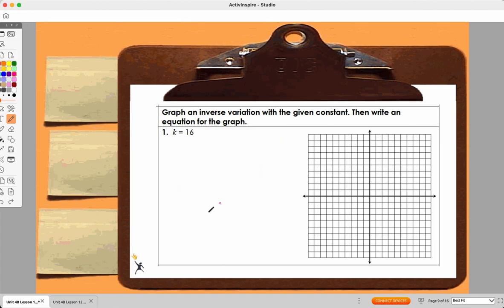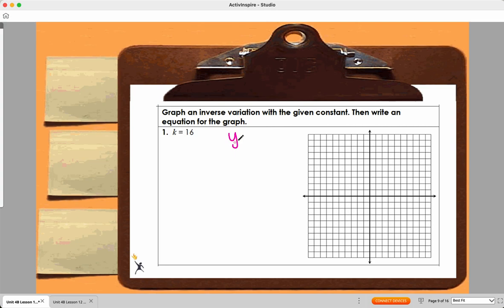So what you're going to do when you create this, it gives me k, so I know y equals 16 divided by x. So I'm going to come over here and pick x's. I'm going to make myself a simple chart. I don't want to use 1 because my graph's too small. So I'm going to say 2, 4, 8, and negative 2, negative 4, and negative 8.